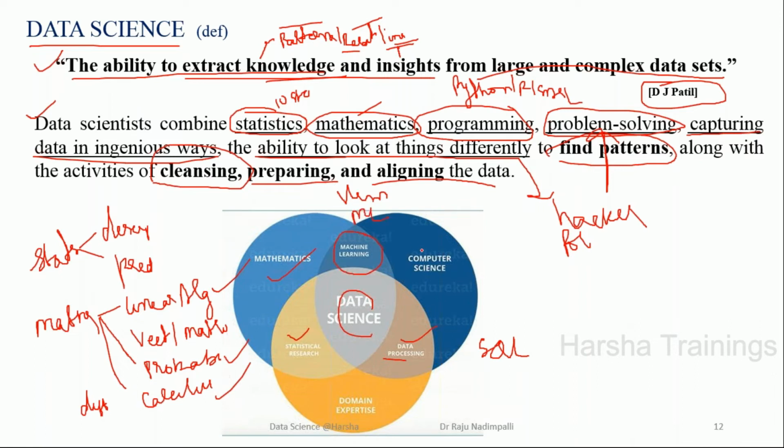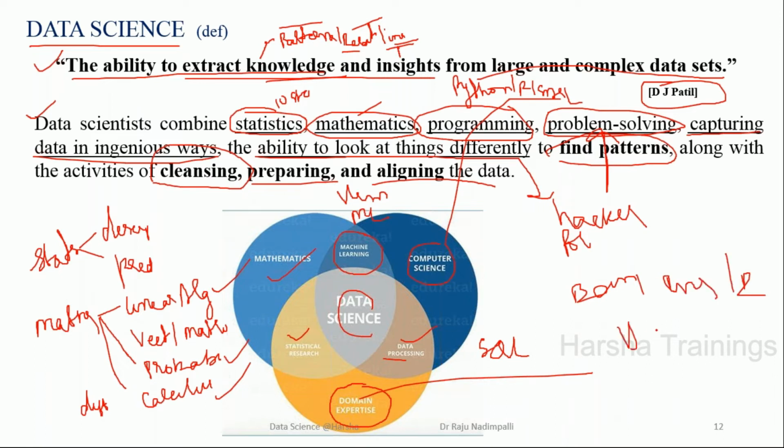Okay, then you should have some computer science knowledge, using some sort of programming like Python or an algorithmic approach. And finally, the most important topic is domain expertise. What is the meaning of domain expertise? In terms of banking, insurance, retail, healthcare, industrial, like this.